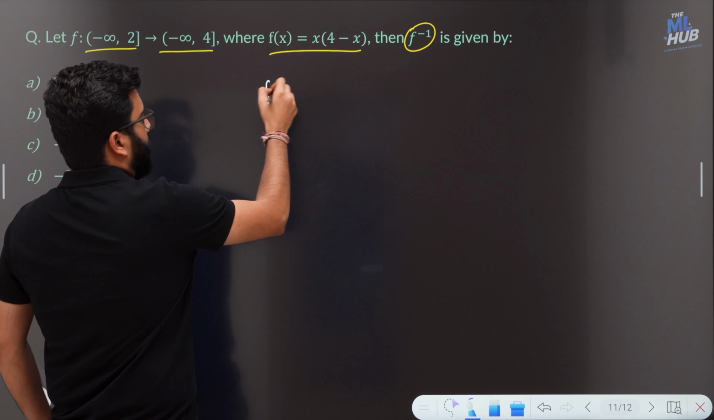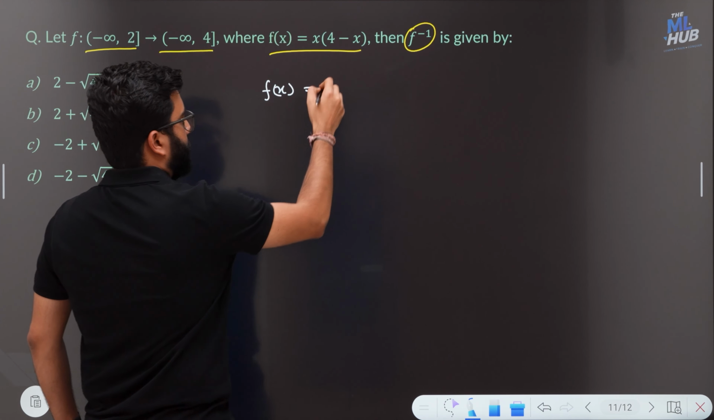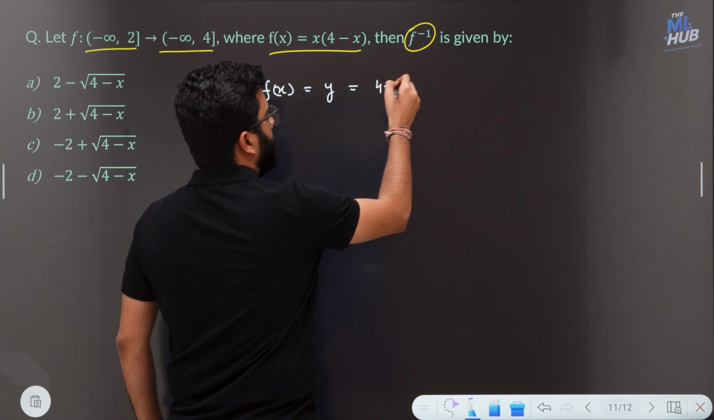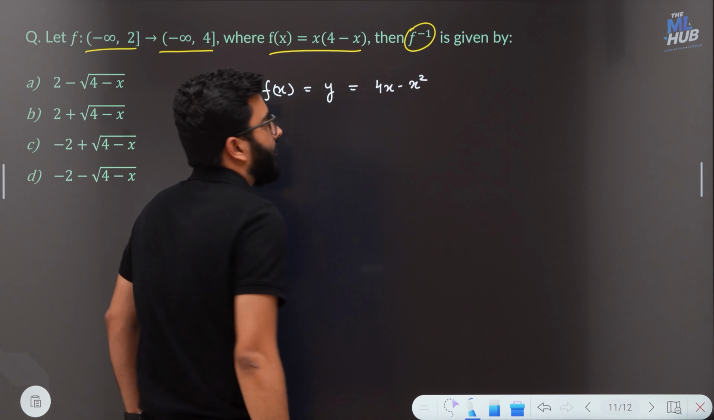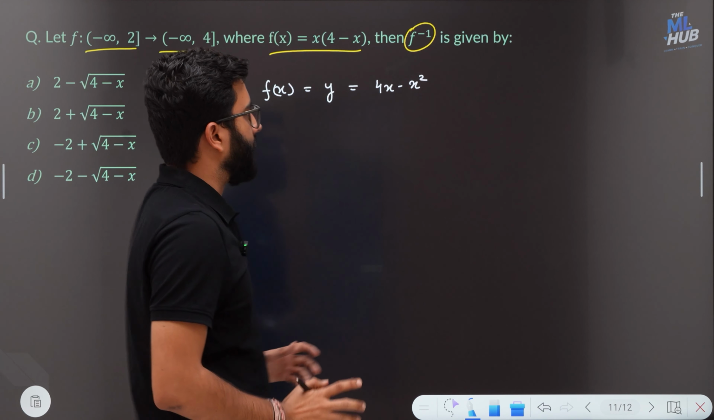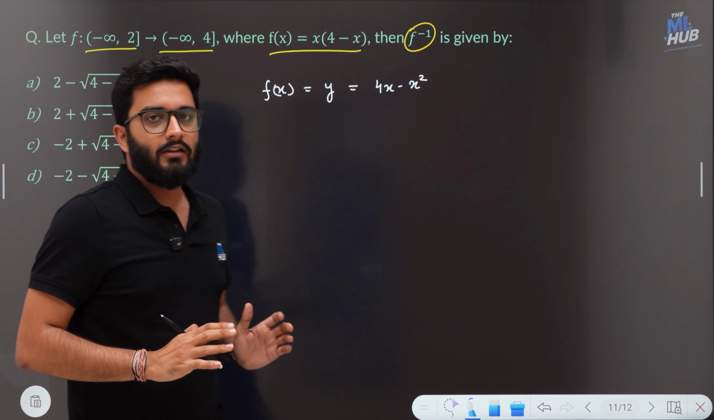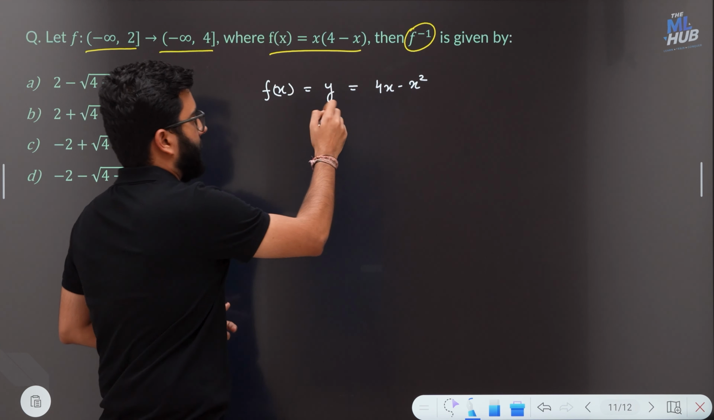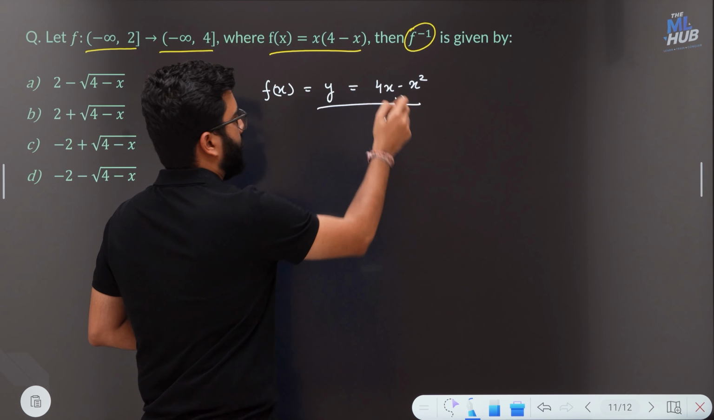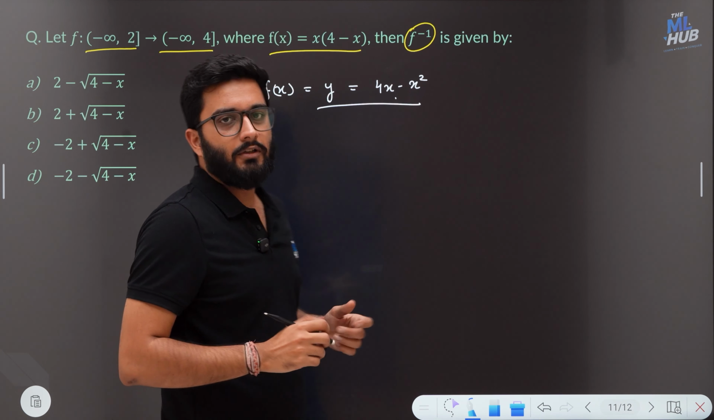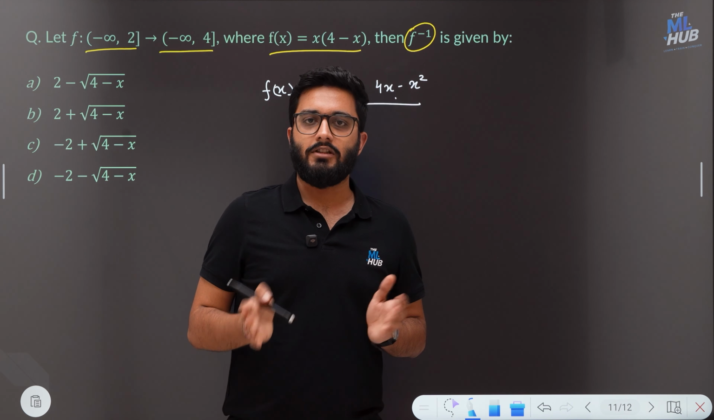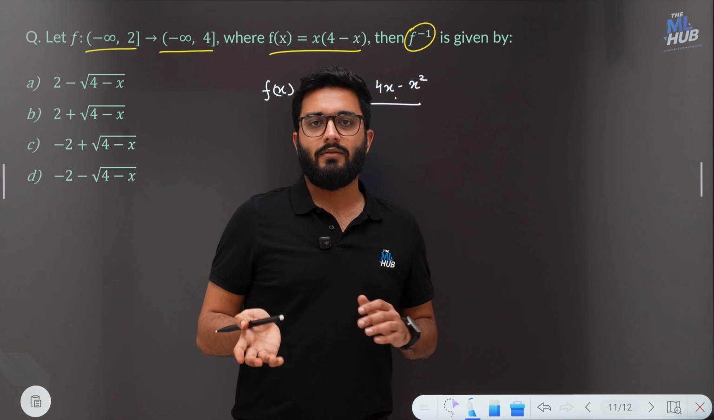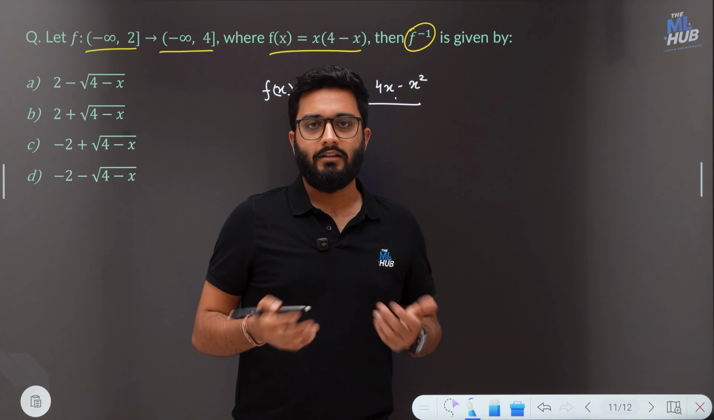So let's see, f of x is defined, which is equal to y, which is 4 times x minus x square. And we already discussed in the class that whenever a function y is equal to f of x, an expression is given for y in terms of x. In order to find the inverse, we need to convert it into an expression in which x is equal to some function of y. This is the first step. And then interchange the value of y and x and get the inverse.